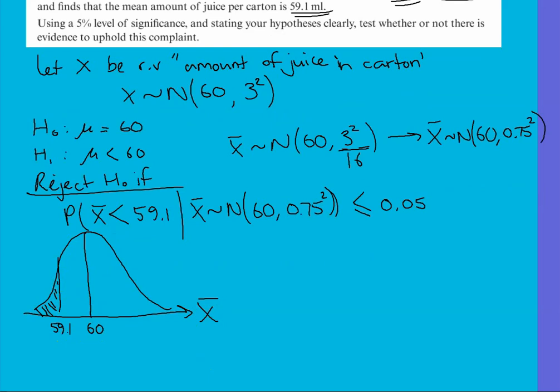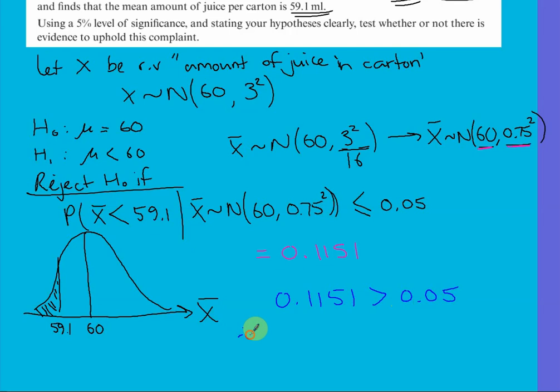So we can use our calculator to do this. I'm going to use function 2. I'm going to put a lower of 0, the higher of 59.1, and you've got the two parameters here and here. Just going to type that into my calculator, and that is equal to 0.1151. Okay, so what does that mean? Well, 0.1151, that's 11.51%. Okay, that's greater than 0.05.